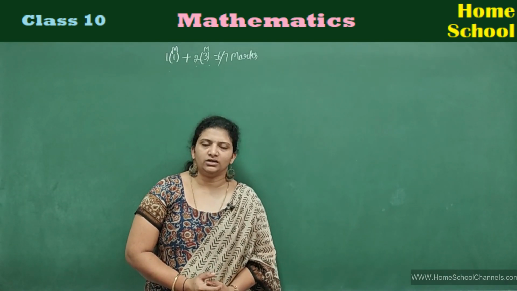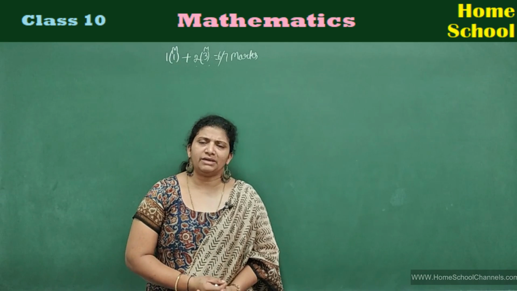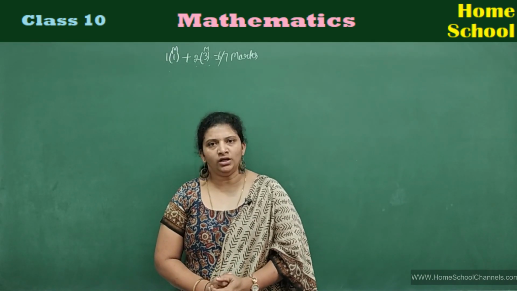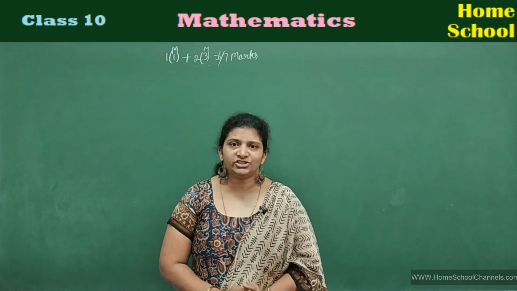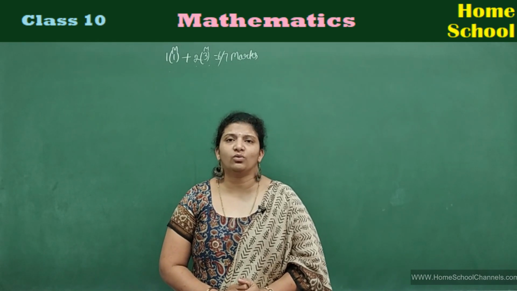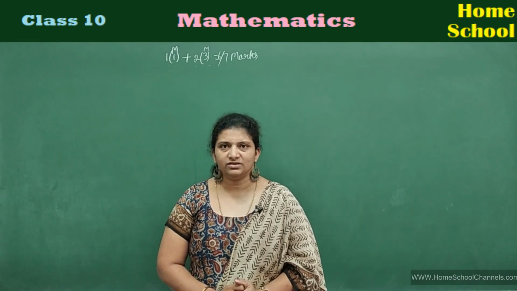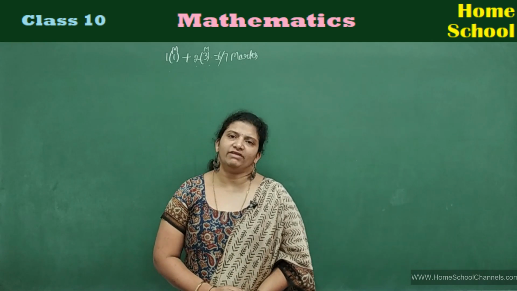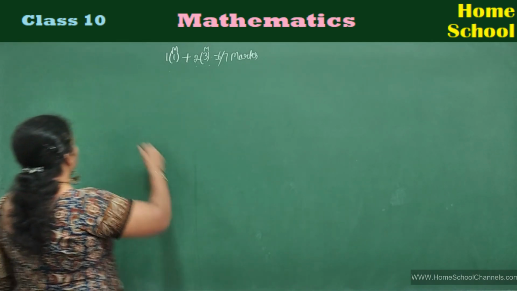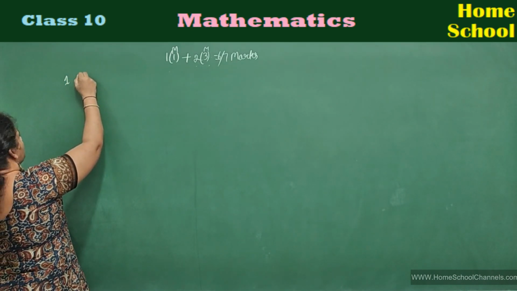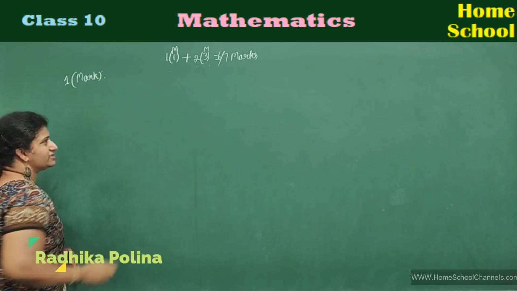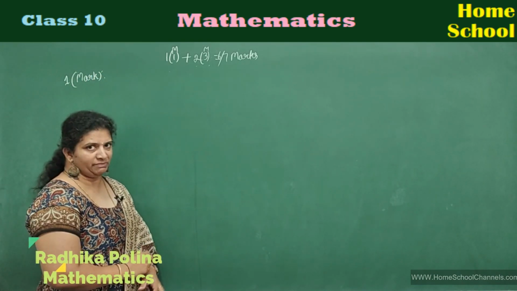Coming to 1 mark, what are they going to ask? They may be asking about the formulas of mean, median, mode, or the empirical relation between mean, median, mode, or what a cumulative frequency curve is known as. Like this, some questions they will be asking. Let's start with your 1 mark questions. What are all the chances of asking, and what are all the questions given from your previous question papers?